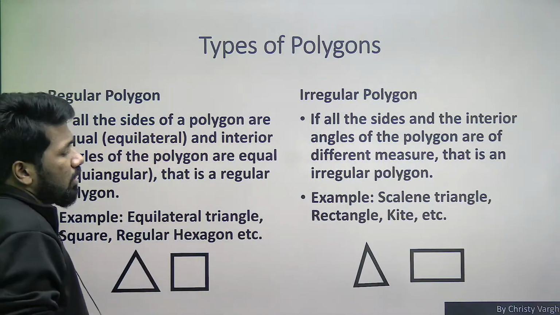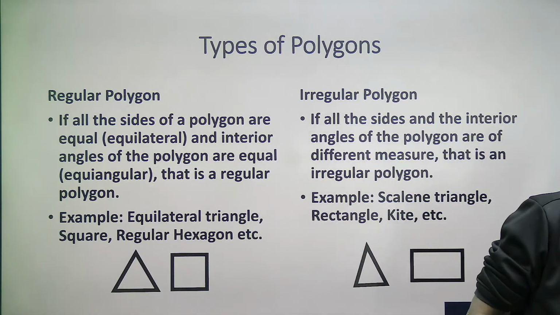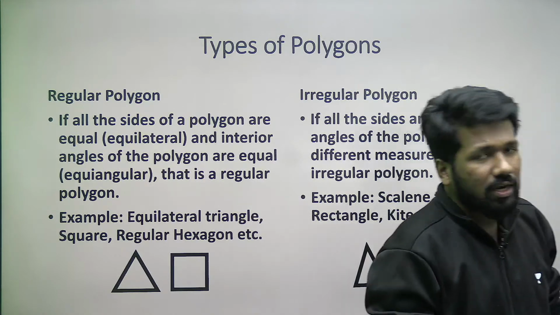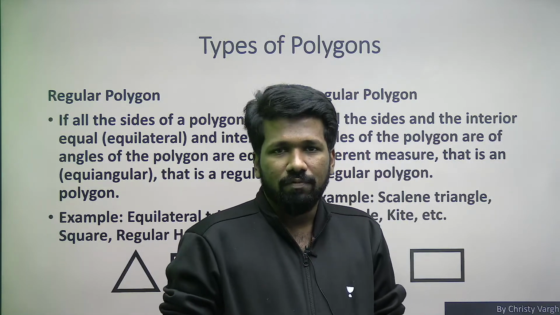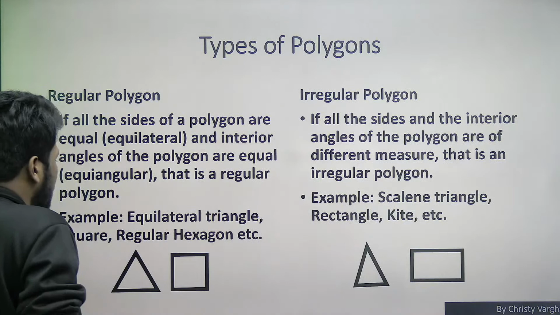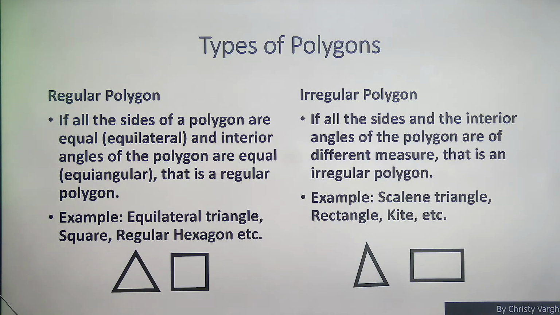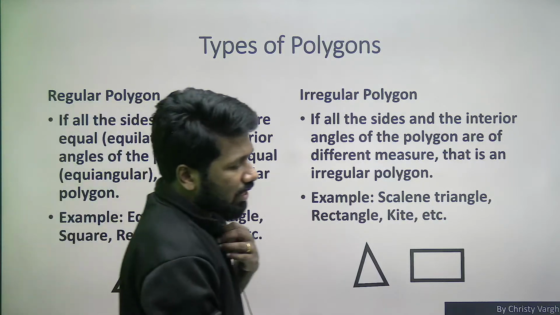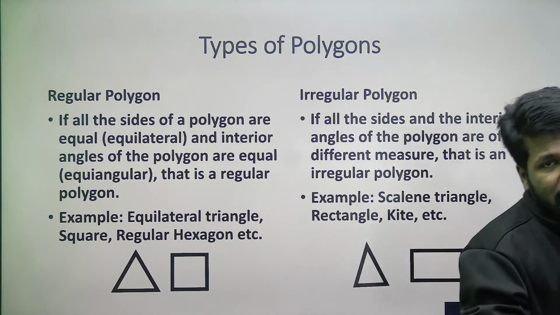So first of all, in 2D geometry, one important type is the polygons, the different types of polygons. You know what a polygon is? A polygon is an n-sided closed shape, where n can be minimum 3 or more. Polygons can be divided in different ways. One is regular and irregular polygon. A regular polygon is a polygon which is equilateral and equiangular. Equilateral means equal sides. Equiangular means equal angles.